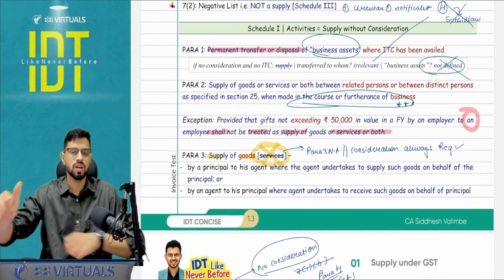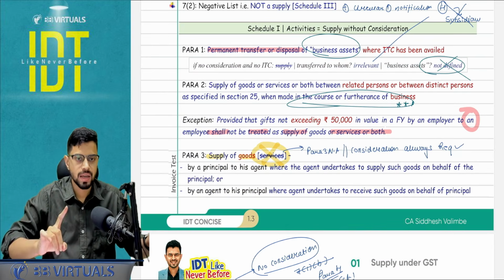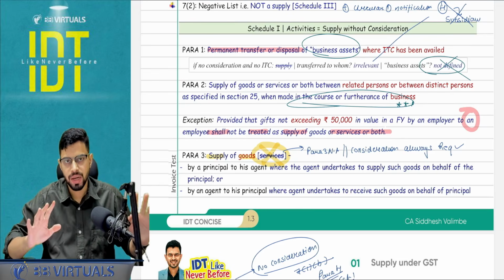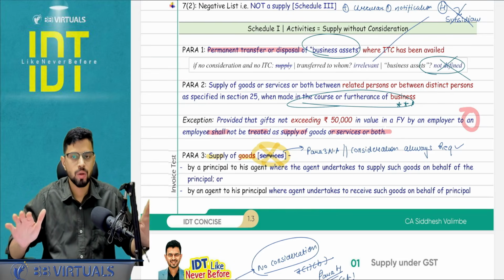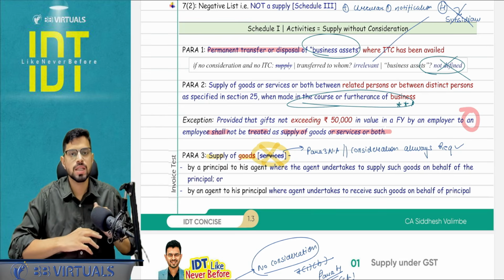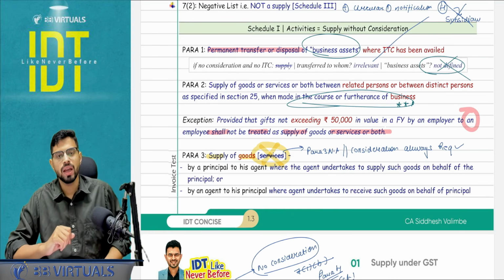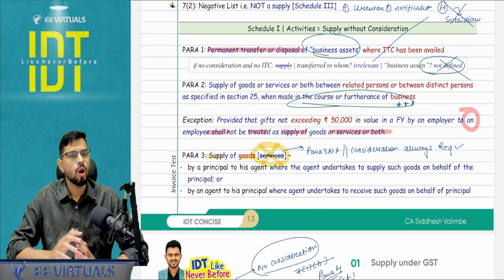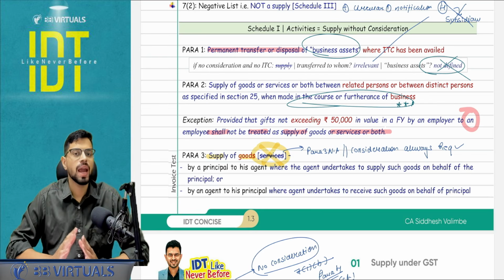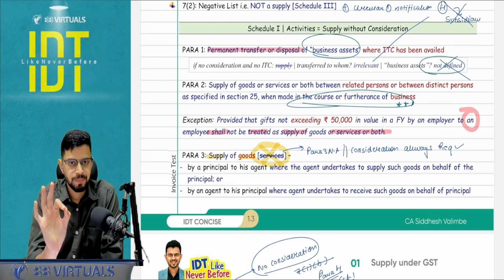4 paragraphs are covered. Paragraph number 1 is the permanent transfer of a business asset on which the ITC has been availed. I am transferring it to whom? I don't care. The focus is that ITC should have been taken. Sir, what if ITC is blocked? Then ITC is not taken. So when I say that ITC is not availed, it can be voluntarily not availed or by law it is not available. I don't care. The point is that ITC should not be availed.